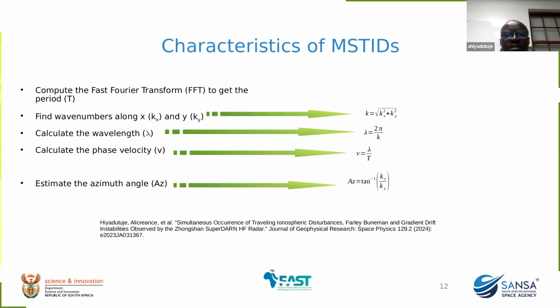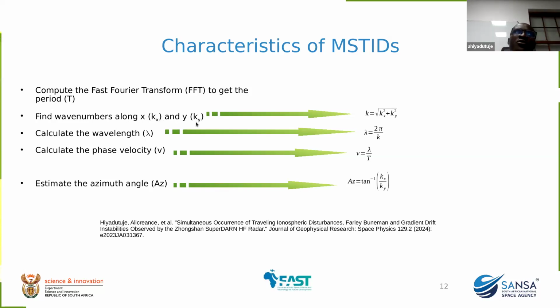How do you estimate the characteristics of medium-scale traveling ionospheric disturbances? When you have a time series, data recorded by any given instrument, you can compute the parameters of those waves. As we have seen, your waves must have an amplitude, period, frequency, wavelength, and phase velocity. There are many methods, but here I have chosen the fast Fourier transform. The fast Fourier transform can give you the period. Then once you get the period, you can estimate the wave number along the X direction and along the Y direction.